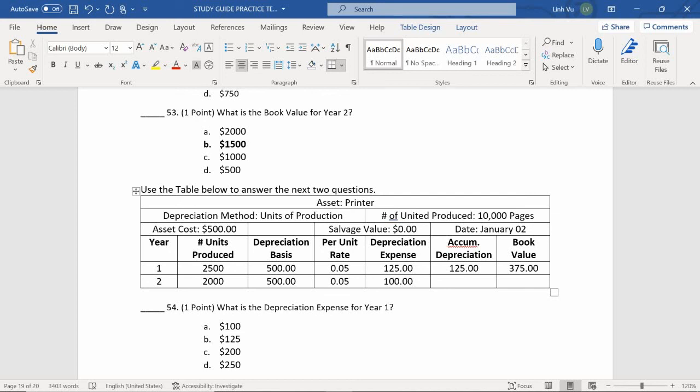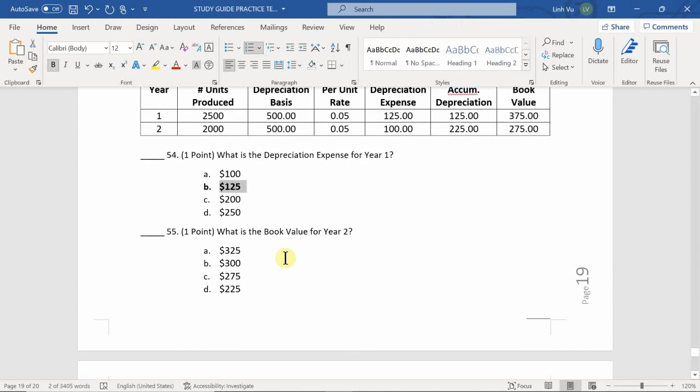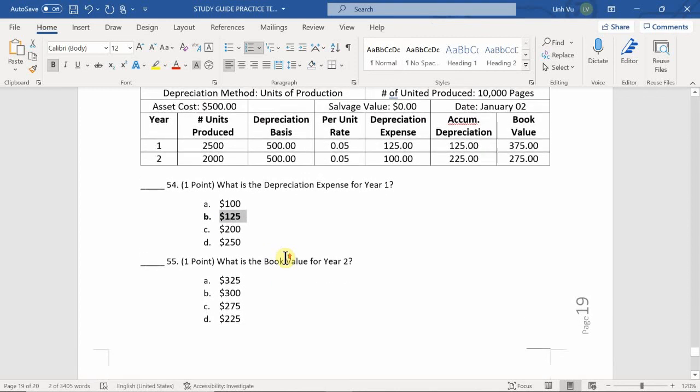Good. So then? 225. Which brings my salvage value to? 500 minus 225 is 275. Good. All right, so now let's answer the question. What is the depreciation expense for year 1? 125, good. All right, what is the book value for year two?